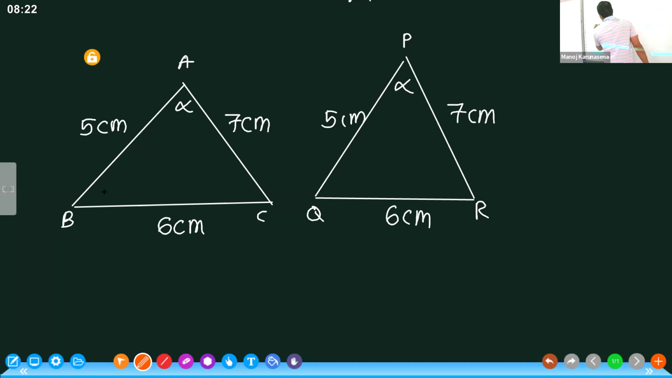Okay. Let's consider the magnitude of this angle as beta. So this is also beta. This is, let's say, theta. This is also theta. Right?